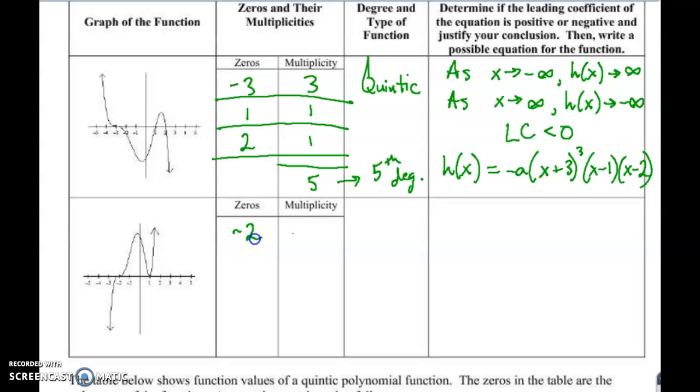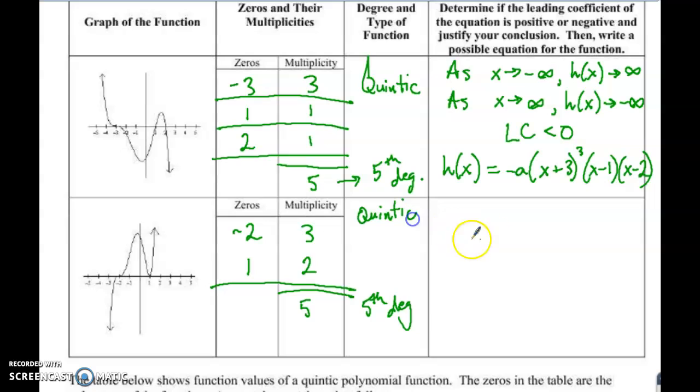I'm trying to hurry and get this done before 3 minutes are up though. Notice that at x equals 1, it bounces. So that's a multiplicity of 2. Changes concavity over here. We're at another 5th degree. Quintic.